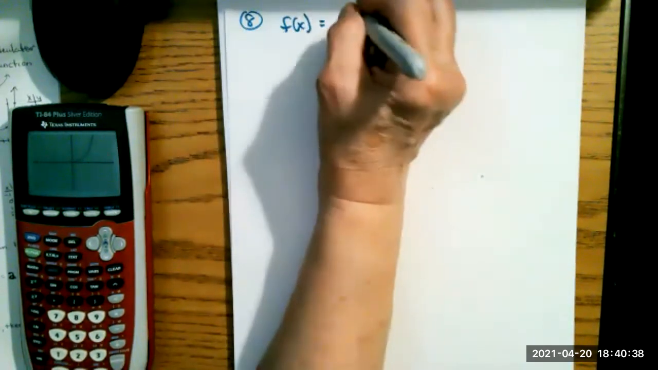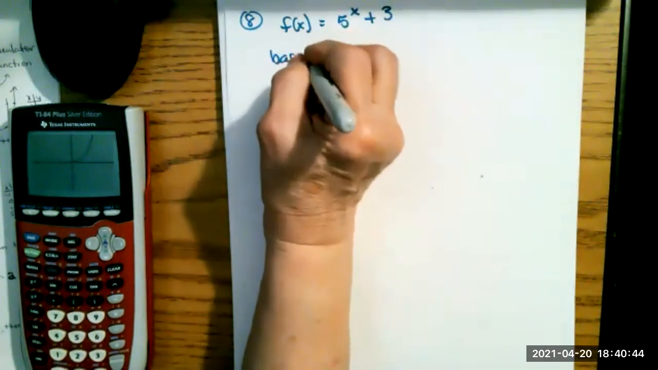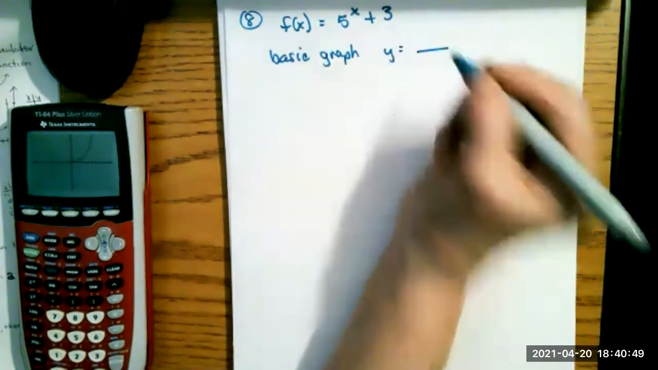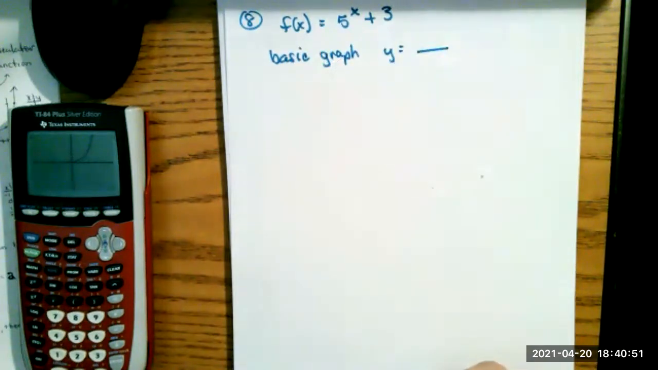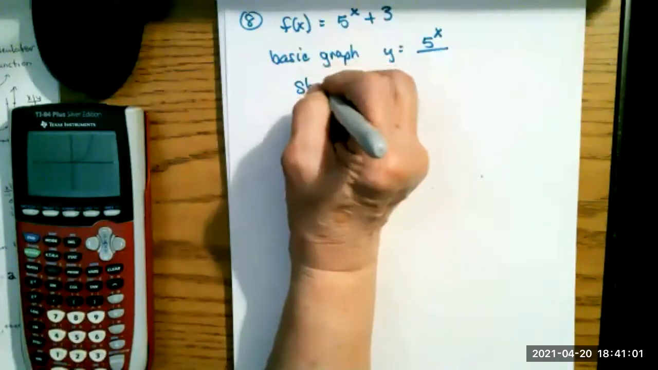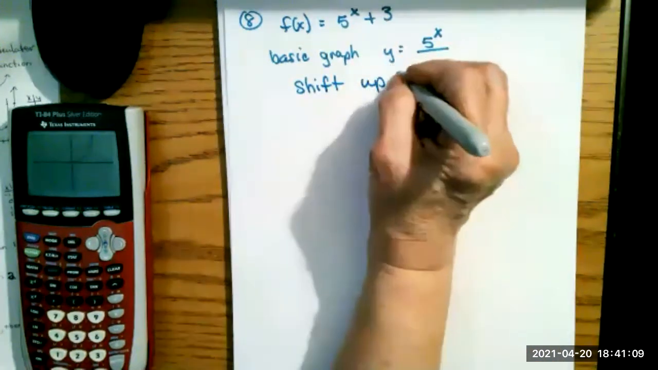Let's look at number 8. Number 8, you have f of x equals 5 to the x plus 3. And they want the basic graph. What is the basic graph? It says y equals, and you put it in the blank. Five to the x power. And then there's a shift. What is the shift going to do? Up 3.